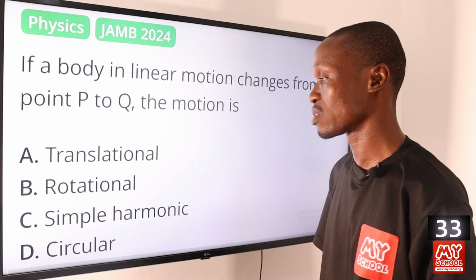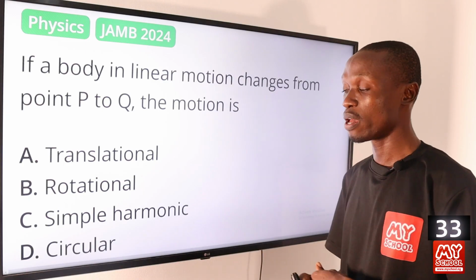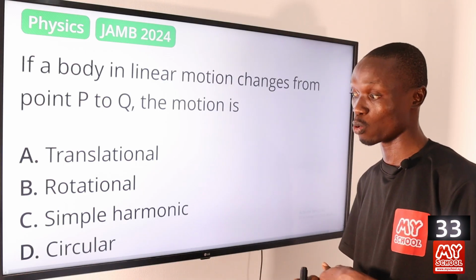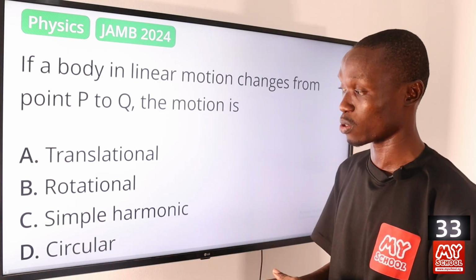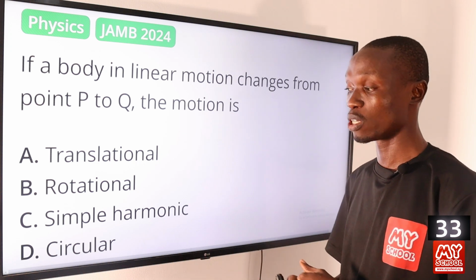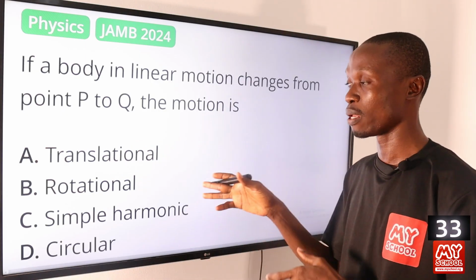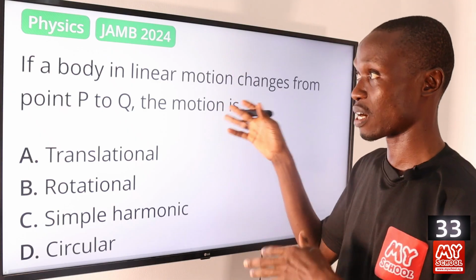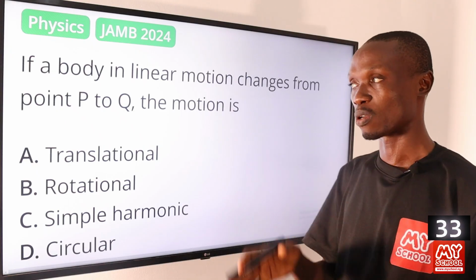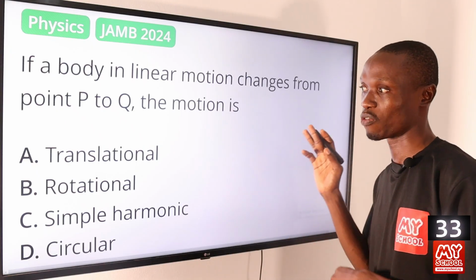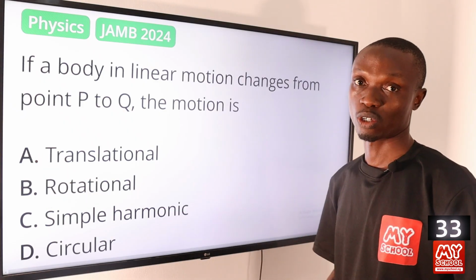While C is simple harmonic motion, a type of periodic motion where the restoring force is proportional to the displacement. While D is circular motion, which simply refers to the type of motion in which an object moves along a circular path. So the answer to this question is option A, because option A is what is described in the question. When a body moves in a straight line, or in linear motion, from one point to another without rotating, we have the type of motion referred to as translational motion. That makes option A the correct answer.